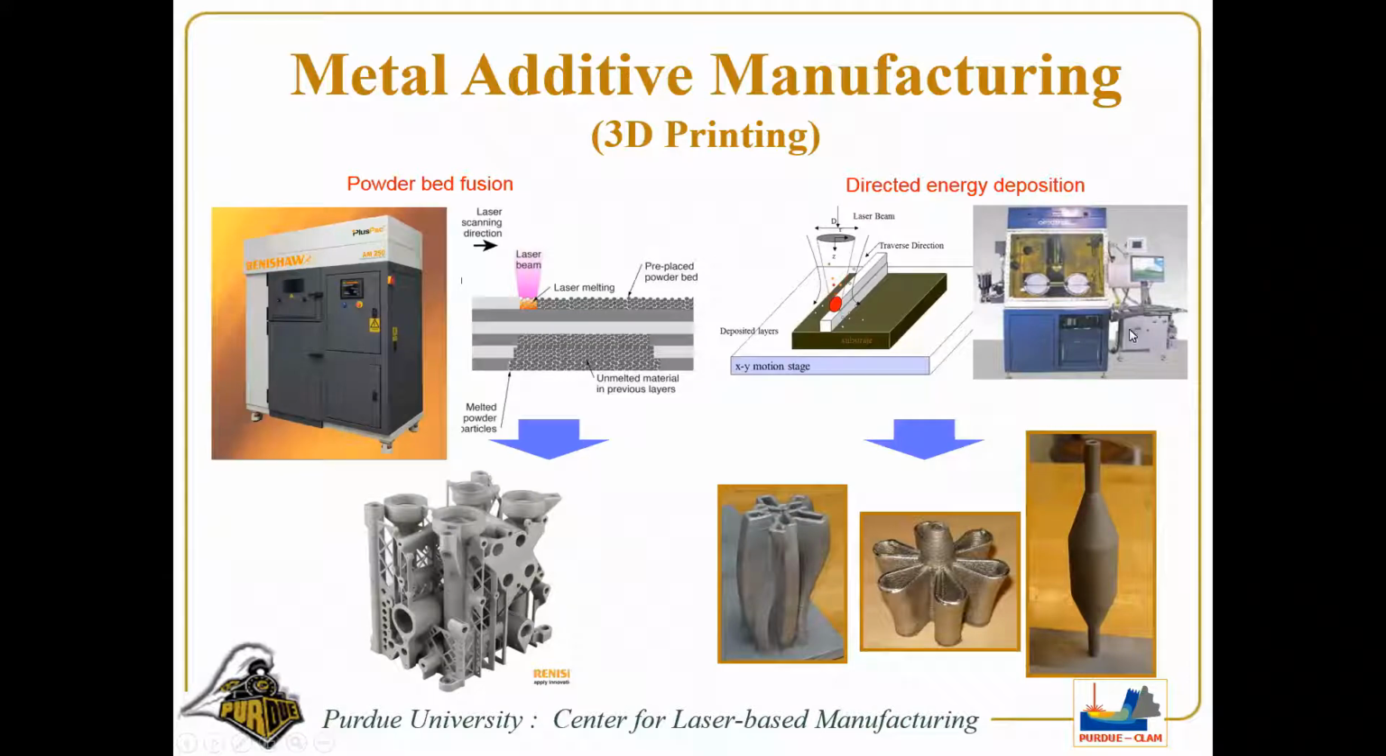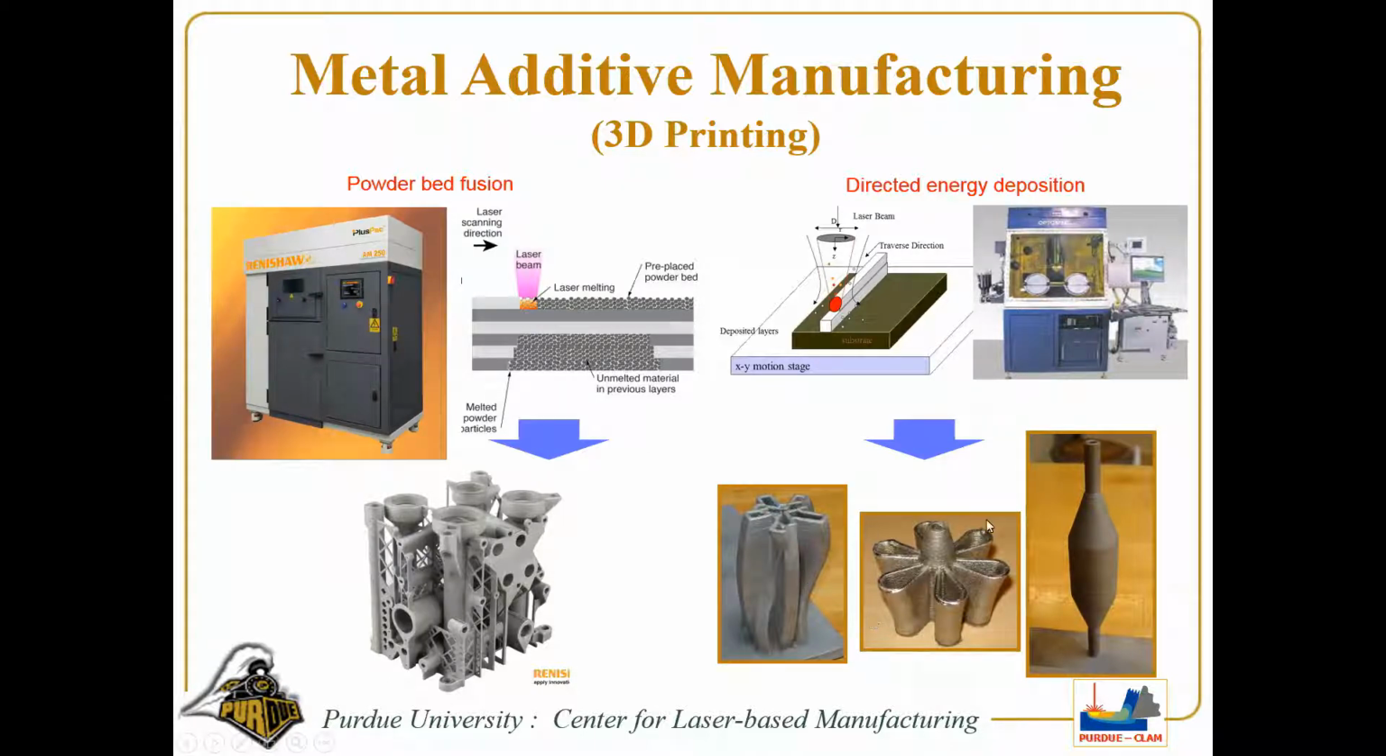Another one is a system we also have. It's called direct energy deposition. The process works a little differently than this case. Here, powder is injected into the laser spot. As the powder drops into the molten pool area, the laser melts the powder, and as the laser moves away, the molten material solidifies, forming 3D structures.